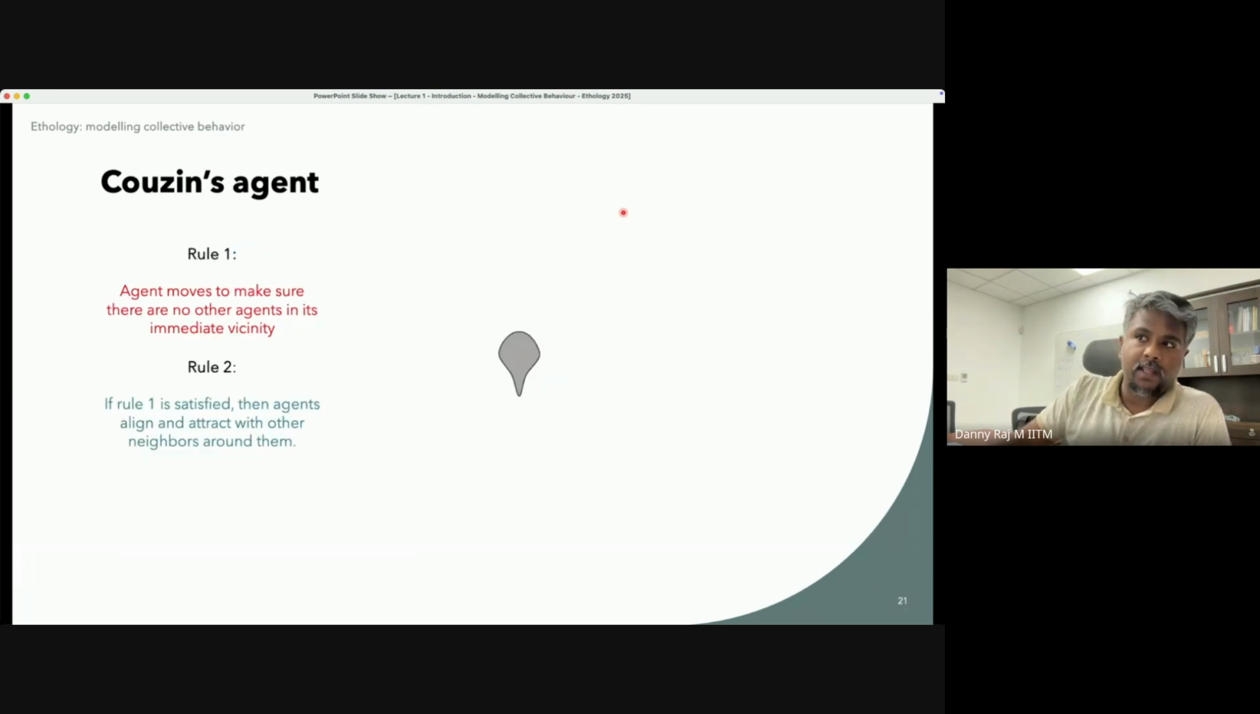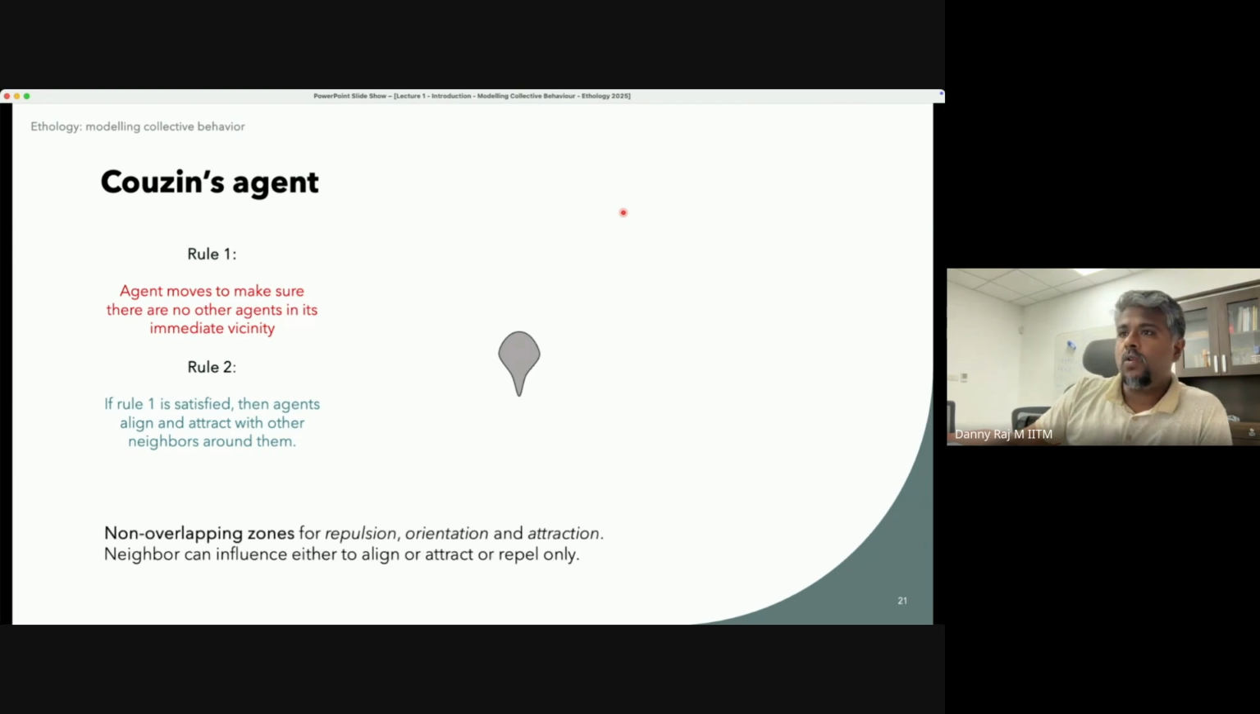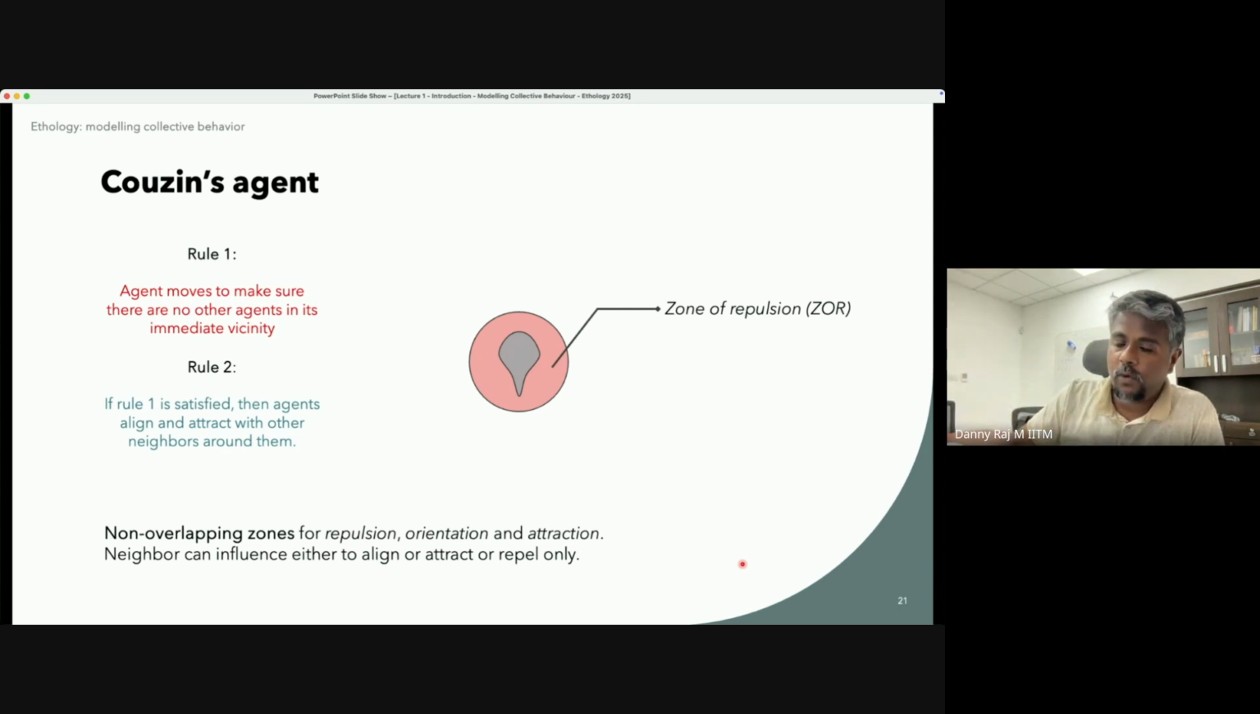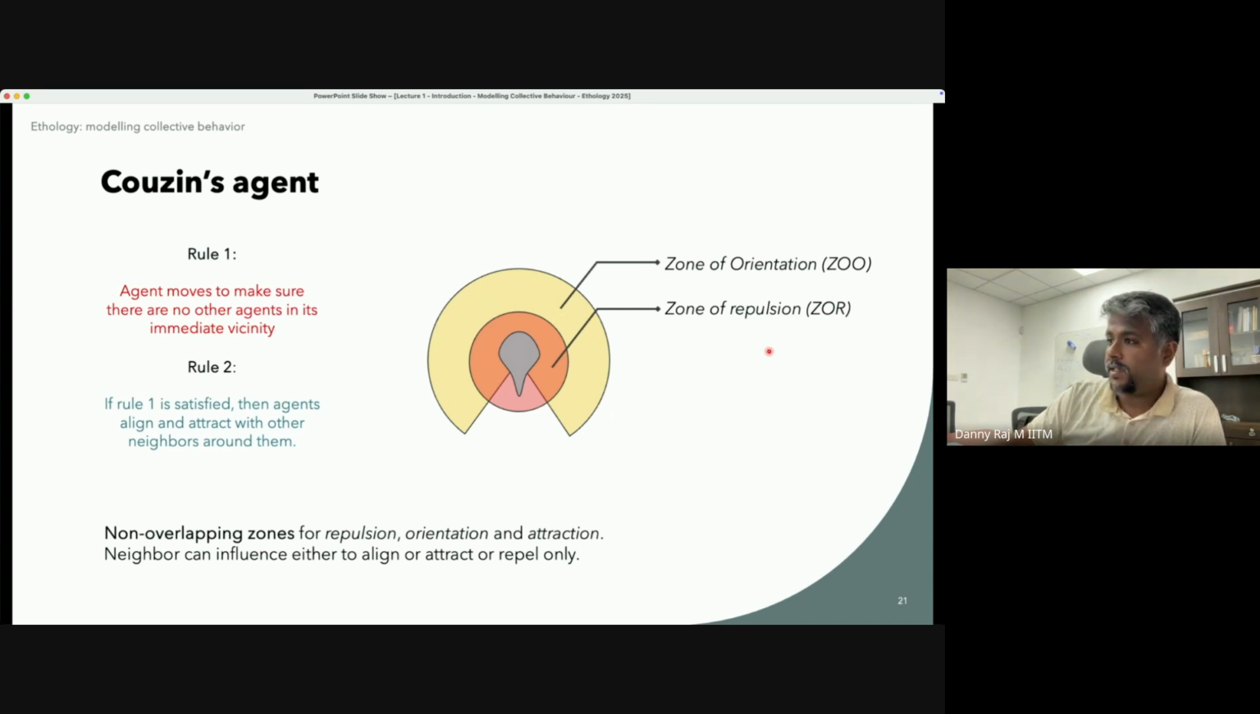Now let's go back and ask how these rules are done. These are the broad overall things. We talked about superposition of rules and so on. Here there's an additional thing that comes from Couzin. He says there are non-overlapping zones for repulsion, orientation, and attraction, and neighbors in these zones alone can have an impact. What does this mean? There is a zone of repulsion. Within this region, if some agent is there, that takes top priority. Rule 1 will work out. If rule 1 does not have to be done, then it will look at other agents in the zone around it, which is a non-overlapping zone, called the zone of orientation.